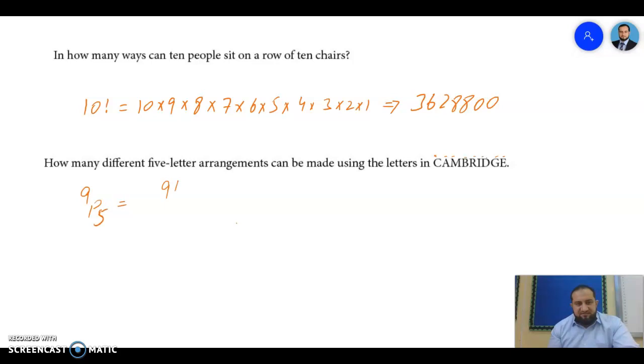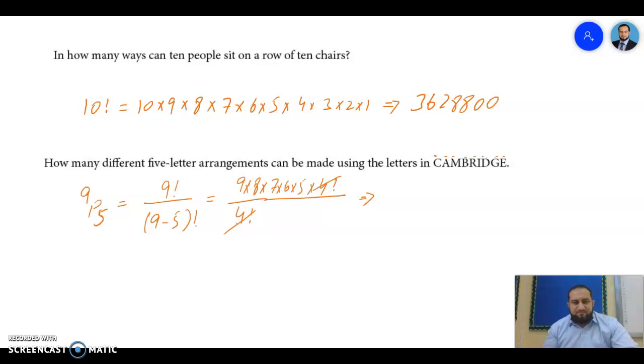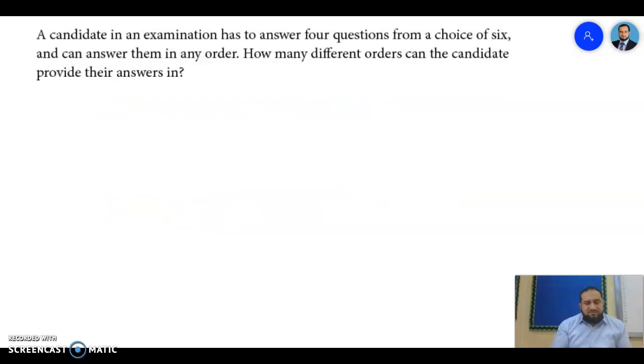So this will be 9 factorial over (9 minus 5) factorial, and 9 minus 5 is 4 factorial. So 9 times 8 times 7 times 6 times 5 times 4 factorial over 4 factorial, and the 4 factorials cancel out. If we calculate this, we get 15,120 arrangements we can make out of the letters of Cambridge for 5-letter arrangements. Okay, let's have a look at another example.